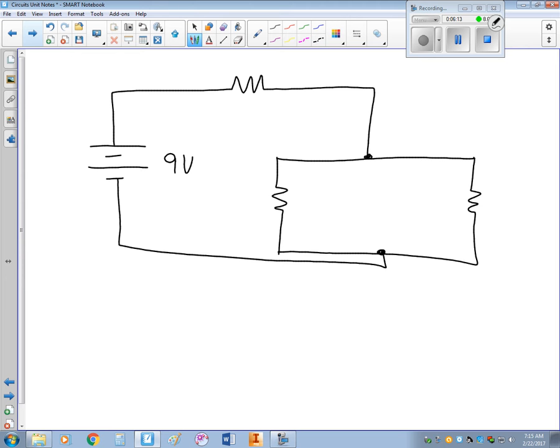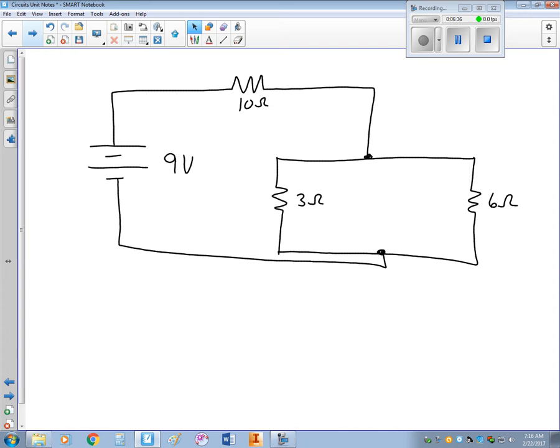I'm going to say that this first one is a 10 ohm resistor, a 3 ohm resistor, and a 6 ohm resistor. And what I'd like to find is the voltage drop across each resistor. I want to find the current in each wire, and I want to find the power consumption by each resistor. So those are the 3 things I want to find.